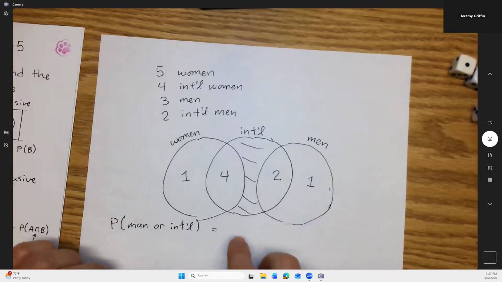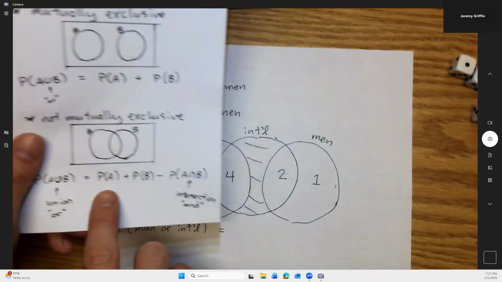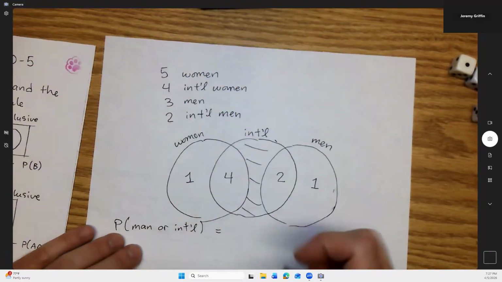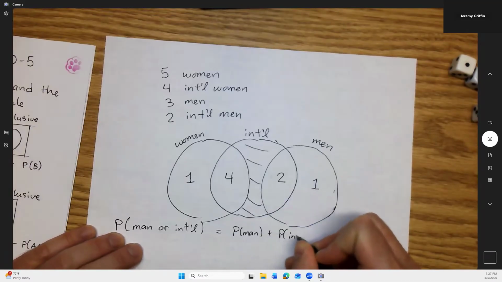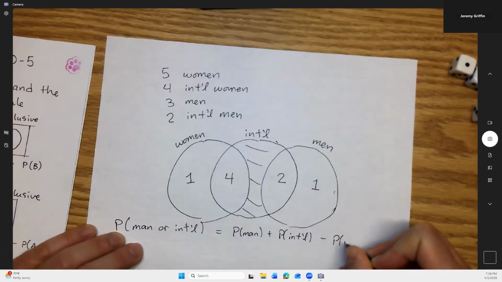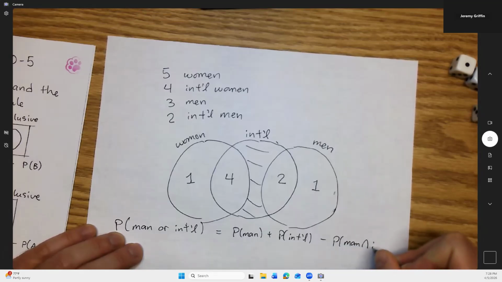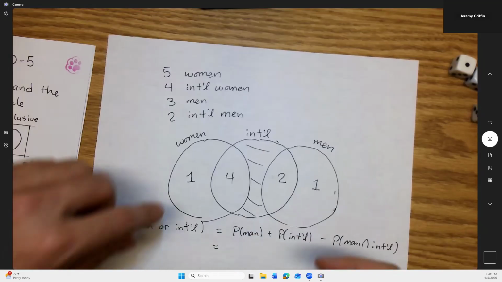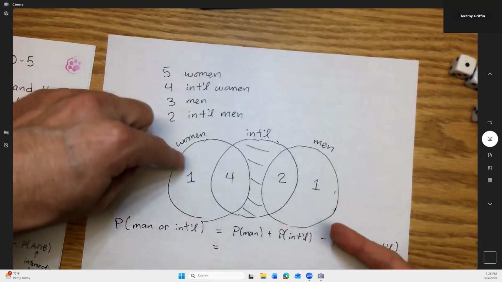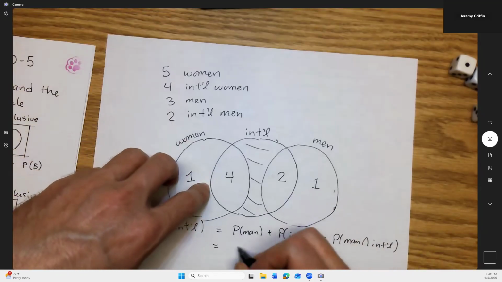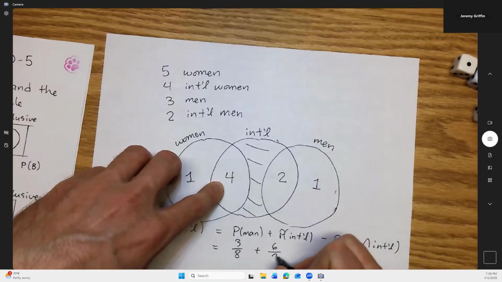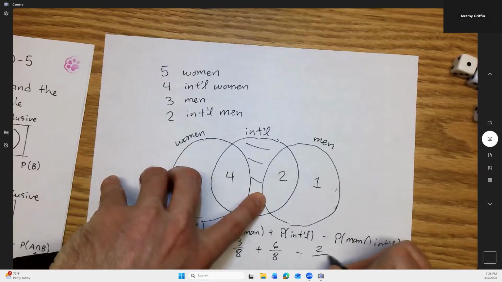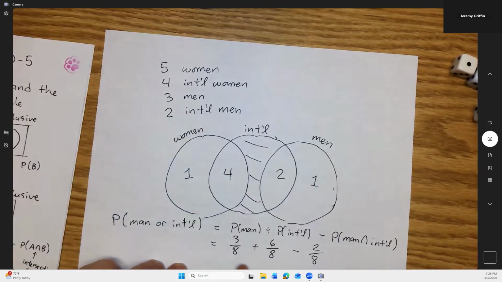I know that there's a few ways you can go about this. You could do the probability of man plus probability of international minus the intersection. Maybe we'll do it first. Probability of man plus probability of international minus probability of man and international, which would look like, how many are there altogether? There's 8 altogether. So that's 3 out of 8 are men, 6 out of 8 are international, and 2 out of 8 are international men. So that's 9 minus 2. Okay. So that'd be 7 out of 8.